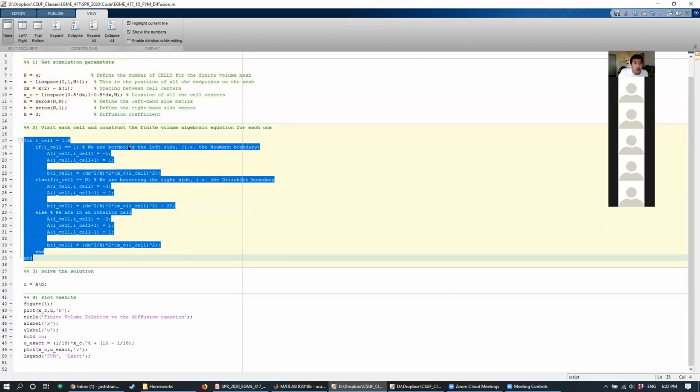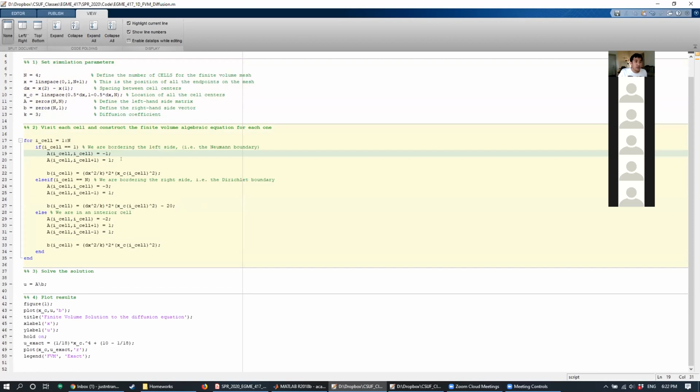So where I want to focus most of the attention here is on section 2, which is this for loop I have right here. Let's start at the top. You see that we do a loop. Every time that we write this code, we always write it in terms of loops, just so we visit every single cell. I have a loop index I cell, and that's going from 1 to n. So this will let us visit every single cell in our mesh.